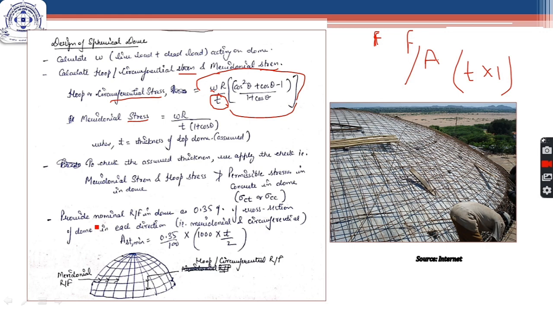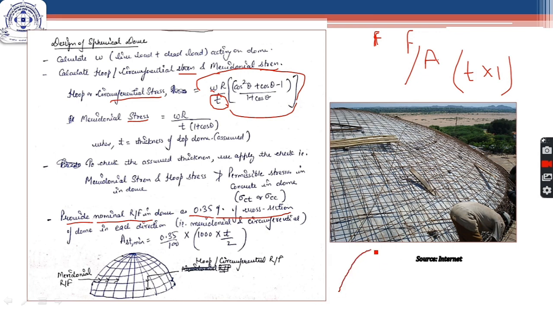Now the design part, one part of design is complete, that is deciding the thickness of the dome. Next is the reinforcement part. So here reinforcement is not designed using some formula, we just provide nominal reinforcement because dome is not subjected to very large amount of loads, as there are no large loads coming on top of it. So nominal reinforcement as 0.35% of cross section of the dome is provided in the circumferential and the meridional direction.